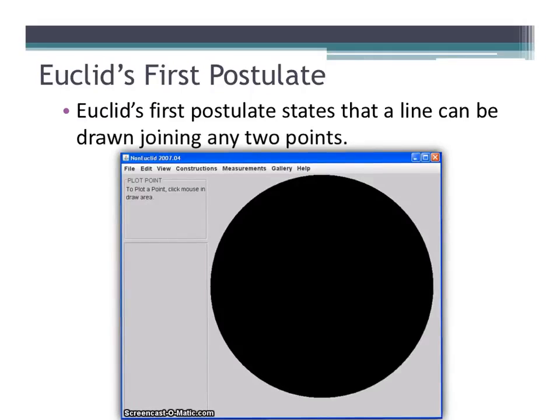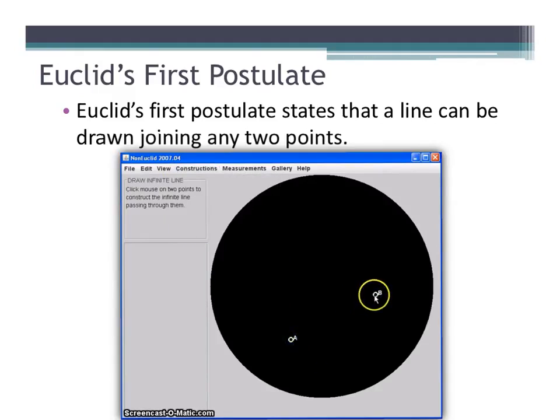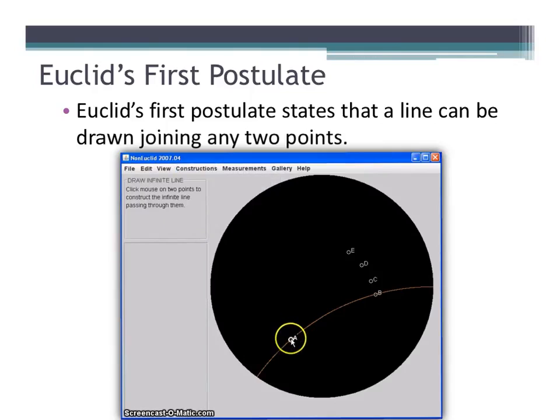Let's explore Euclid's first postulate about lines and see if it holds in hyperbolic geometry. So let's start by plotting some points and constructing a line. And we indeed have constructed a line. And let's maybe plot some more points and construct a line. Let's see if we can construct AC, and we can, and it is a unique line. Line AD is another unique line, and line AE is a unique line. So no matter what 2 points we plot on this Poincare disk, we can always construct a unique line.